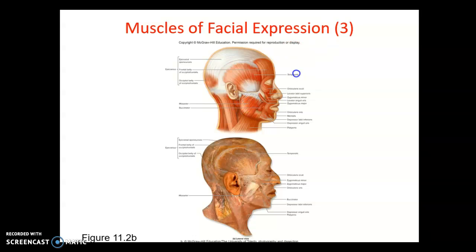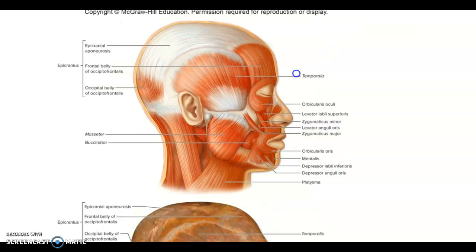So the muscles of facial expression continued. So some of these are going to be repeated. So the epicranial aponeurosis, frontal belly of occipitofrontalis. Right, so this view is a lot better. This is a lateral view. So the occipital belly of occipitofrontalis, the temporalis, right, in the temporal area, orbicularis oculi, the zygomaticus minor and major, and then in between is the levator anguli oris, then orbicularis oris, mentalis, depressor, and platysma.